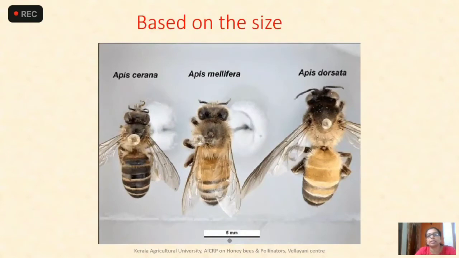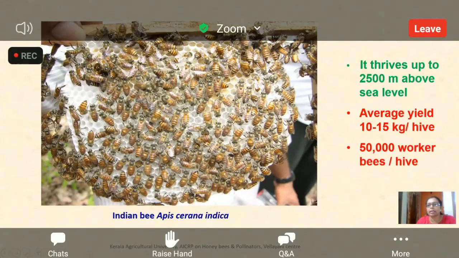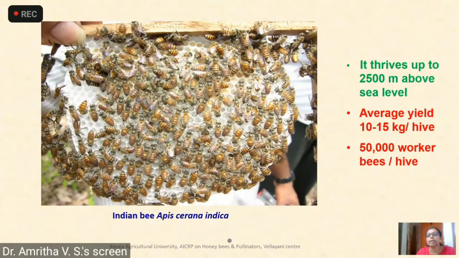We can see the difference in size of the three types: Apis cerana, the Indian bee, Apis mellifera, the Italian bee, and Apis dorsata, which is the biggest one, called the rock bee. It is a ferocious one, we cannot handle it. Now we can see them one by one. The first one is the Indian bee or Apis cerana, and it can be seen up to 200 meters above mean sea level.